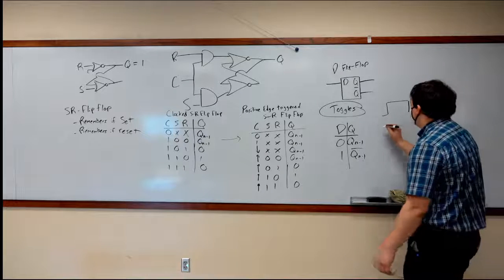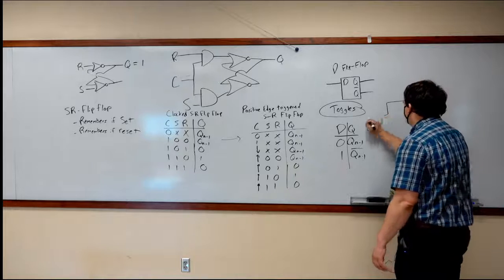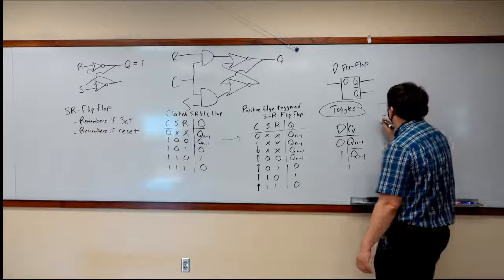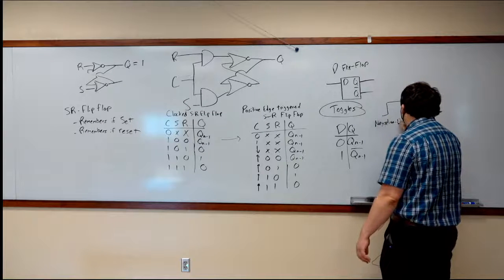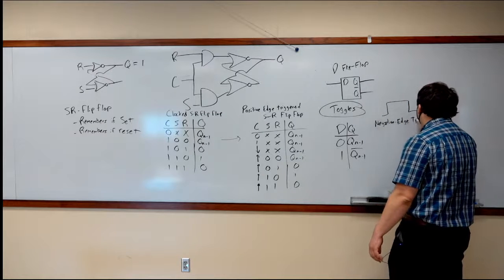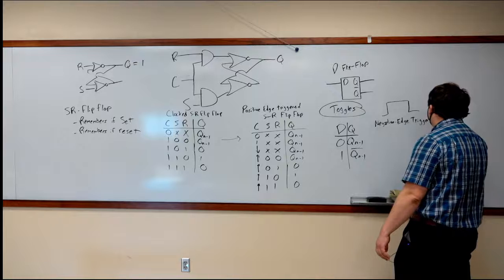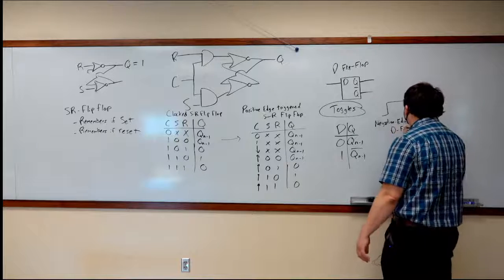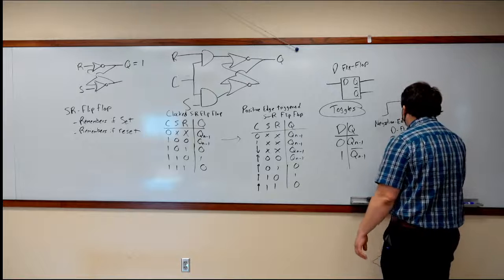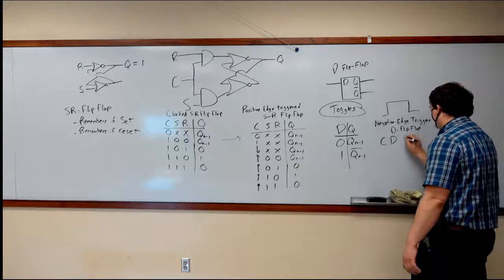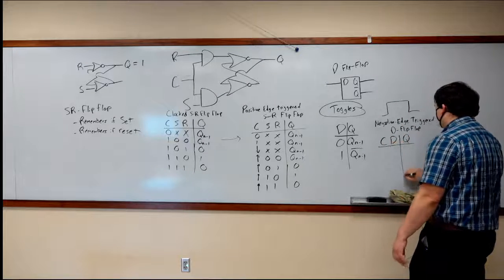So for an edge-triggered, let's do it on a negative edge this time. A negative edge-triggered D flip-flop. Okay, the idea here is you've got a clocking signal, you've got your D, and you've got your Q.